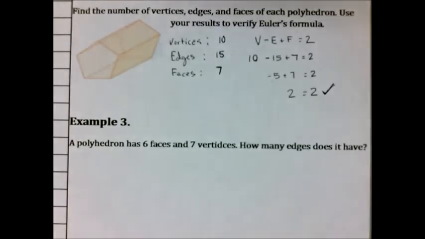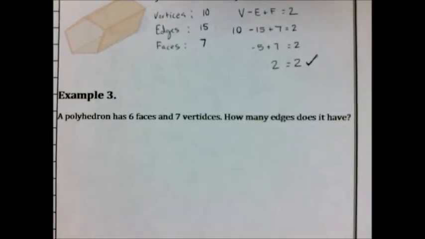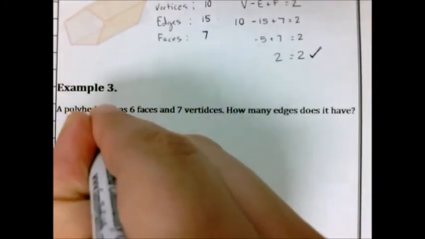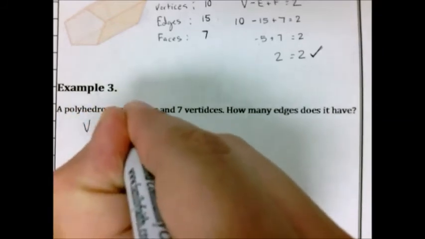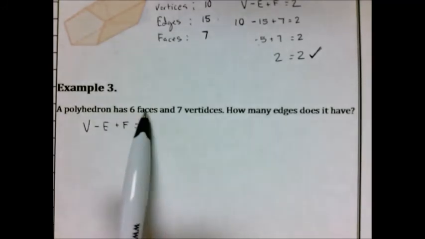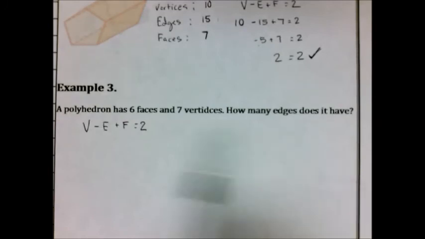So we could see that with example 2, it's somewhat easy. As long as you count correctly, it's fairly easy to solve that type of problem. But sometimes it's going to want us to tell, if we have a polyhedron, how many are we missing. So again, let's write out Euler's formula, V minus E plus F equals 2. And this one says that there is a polyhedron. It has 6 faces and it has 7 vertices. We want to know how many edges it has. We can use this formula to see how many edges it has.